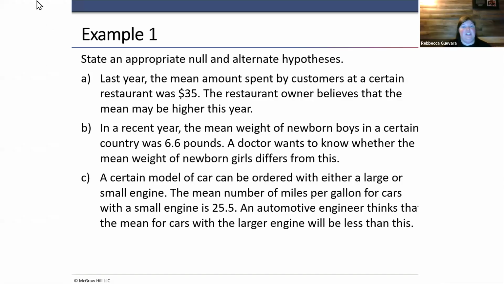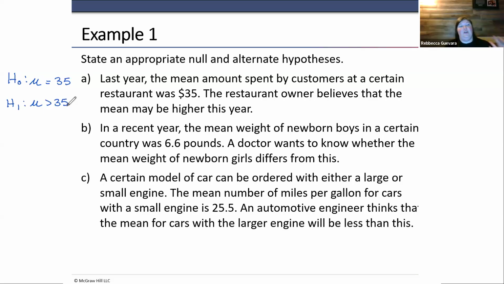So we have that last year, the mean amount spent by customers at a certain restaurant was $35. So automatically we know null hypothesis is where nothing changes. It's going to say 35. So the mean amount at this restaurant was $35. The restaurant owner believes that the mean may be higher this year. So greater than 35. So we have here, like I said, your alternative hypothesis is always the one where we expect a change.